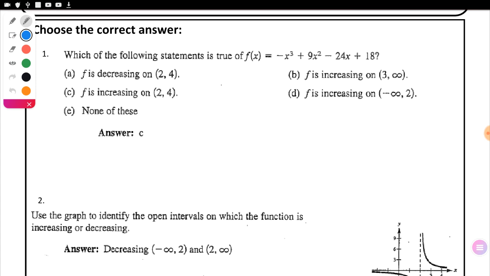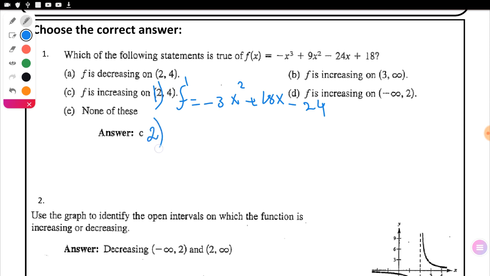Here, what are our steps? Step number 1. First derivative, which is here negative 3x to the power 2 plus 18x minus 24. We said that is the first step, find the derivative. Then find the critical number. What is the meaning of critical number? The values of x at which the first derivative equals 0 or does not exist.